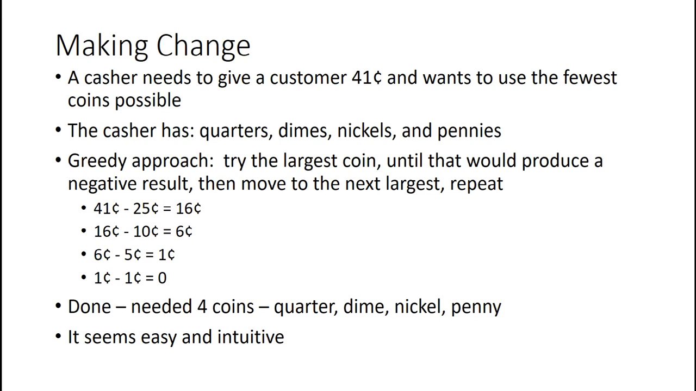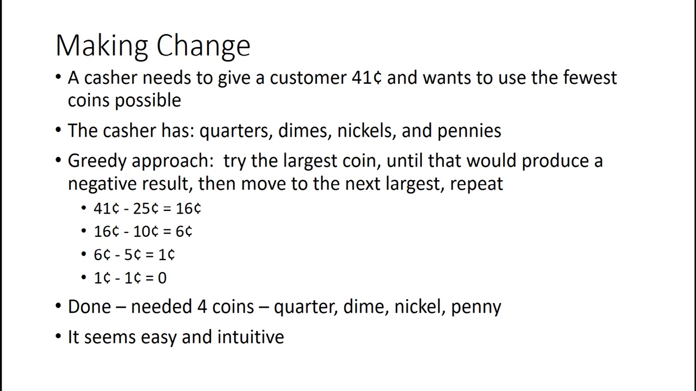So we take our 41 cents and we say, well, what if I try taking a quarter out of it and starting by giving them a quarter? Well, that leaves us with 16 cents. So far, so good. And we might think about using another quarter, but of course that would give them more than the 16 cents, so we don't do that. So we take the 16 cents and we take out a dime. That gives us 6 cents.